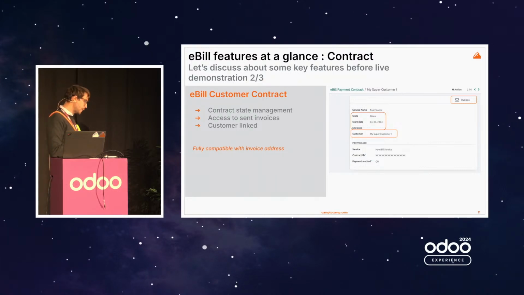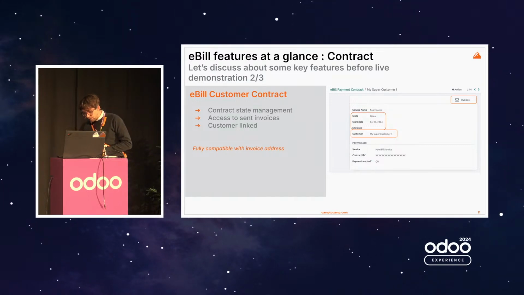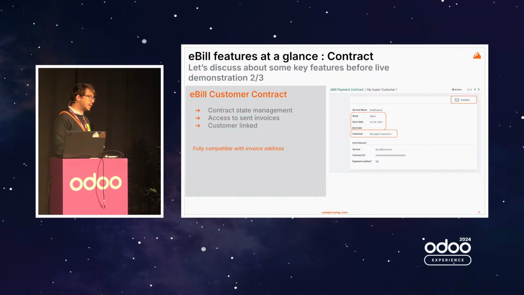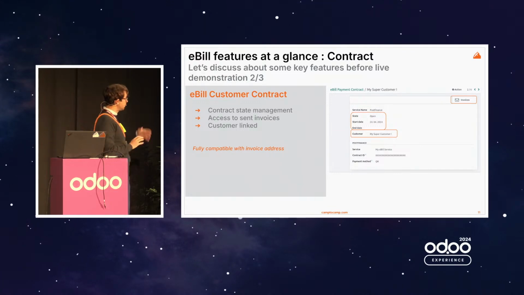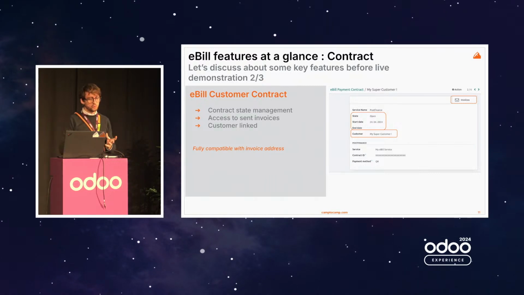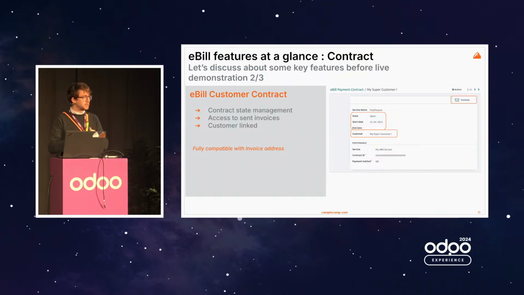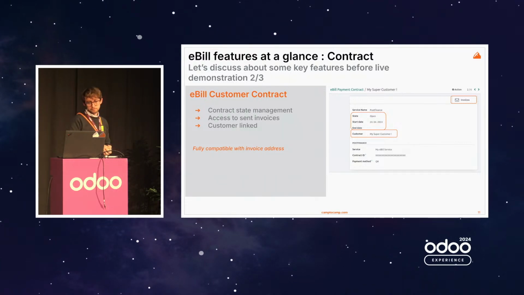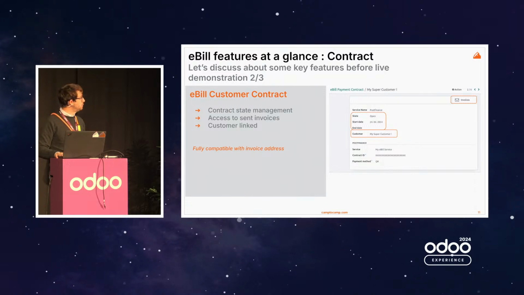I put, as a small remark, fully compatible with invoice address. Like I said before, at Camptocamp, we love Odoo, we love the standard way, and we want our module to be fully compatible with the standard features. That's why, as a customer, like I said here, my super customer, I don't put invoice address or these kinds of things. I let the Odoo standard way of working do its job. I put my company or my customer, and I'm going to generate some invoices, and it will be directly okay with that. I don't have to put some specific settings to manage the eBill contract.